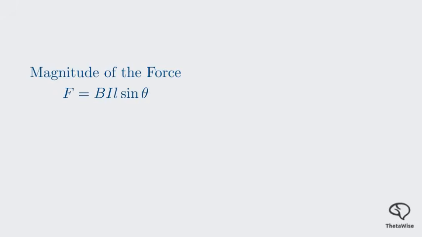So, we've seen that a force is produced. How do we calculate its magnitude, and how do we find its direction? First, the magnitude of the force. The strength of this force depends on several factors. The formula for calculating the magnitude of this force is F equals B times I times L times the sine of theta. This is the motor principle, which we will see in action in motors.